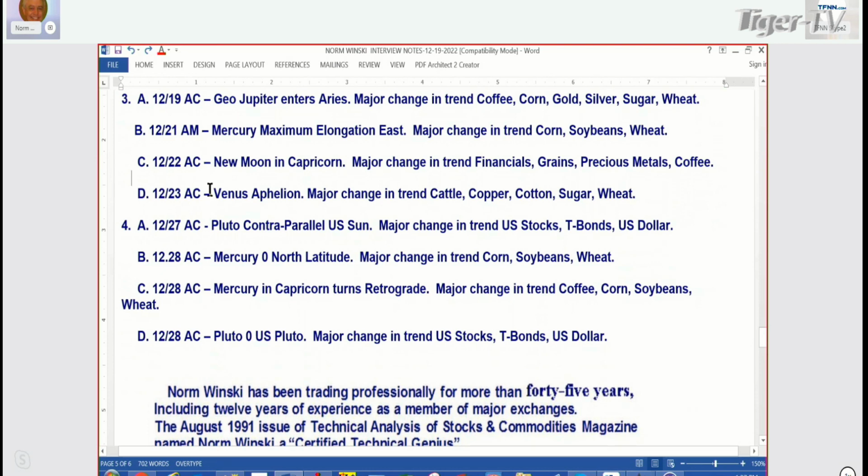Then you have Venus aphelion. That means that Venus, as it goes around the sun, will be at its farthest point from the sun in its 225-day trip around the sun. And here are your Venus markets: cattle, copper, corn, sugar, wheat. I should also add gold, because it has to do with the sun, and corn. I'll put those in there so I'm on official record now. The cattle, corn, put corn right there.